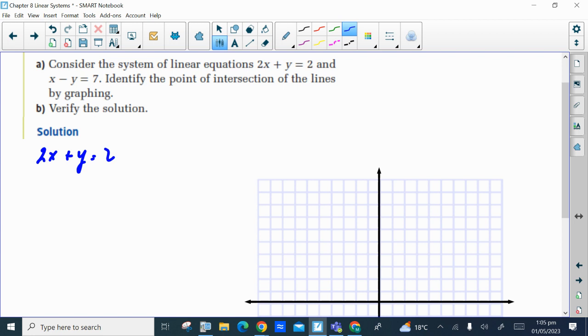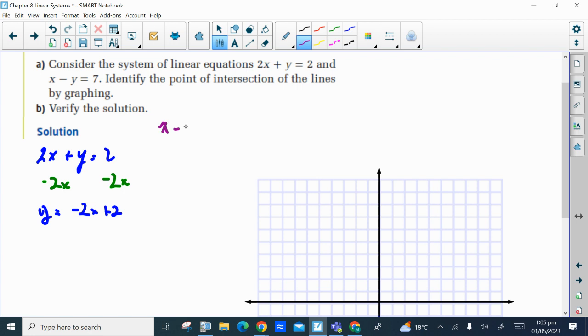Now you could, if you wanted to, as we learned in chapter 6, find the x and y intercepts. That's another thing that you can do to graph it. But I'm going to put them in slope-intercept form. So that means getting positive y by itself. So for this first equation, you need to subtract the 2x from both sides. And so you'll get negative 2x plus 2.